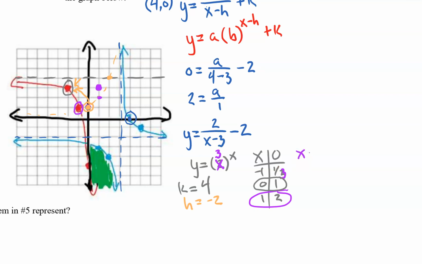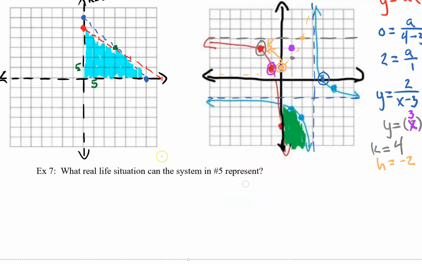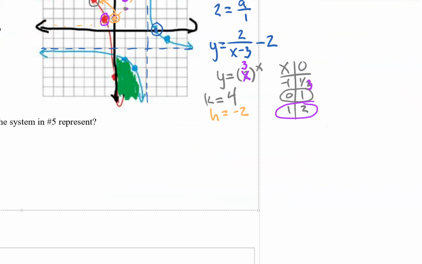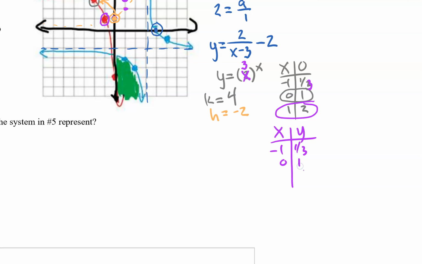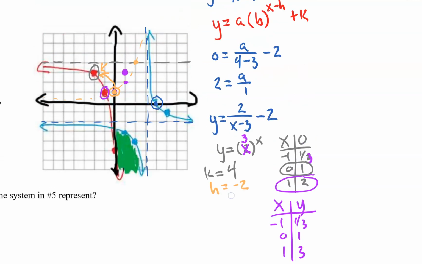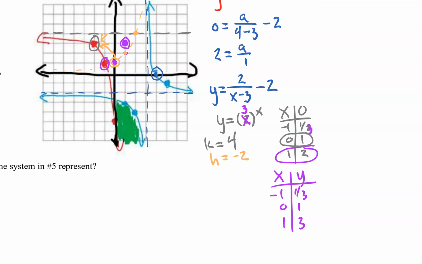I'll just make a new one of these. So here is this new one. Here's x and y. If I put in -1, I get 1/3. If I put in 0, I'm going to get 1. If I put in 1, I'm going to get 3. Well, that makes sense. I'm over 1 and up 1, 2, 3. So my growth value is 3 in this problem.